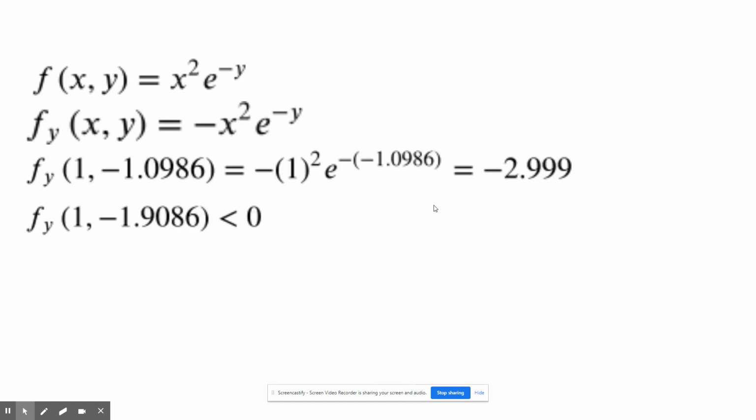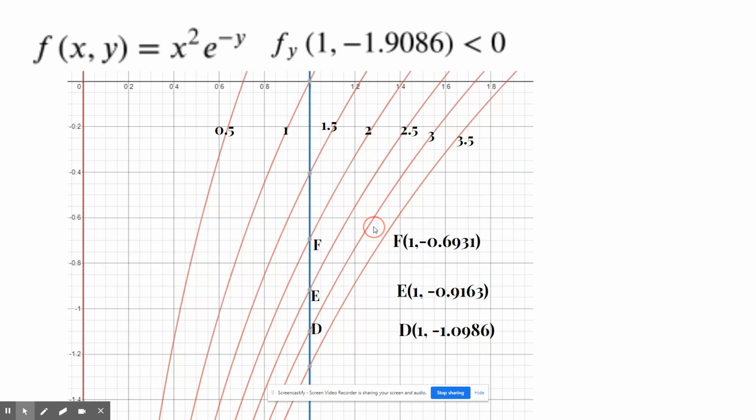I picked a point over in, it looks like that's also in the fourth quadrant. And it looks like the partial is negative as we go in the y direction, negative 2.99. So here is our curve, and the point we're talking about is here, point D. So notice that my function value at D is 3, and then it goes down to 2.5, and then to 2, and then 1.5. So clearly it looks like my function values are decreasing, so therefore Fy is negative.